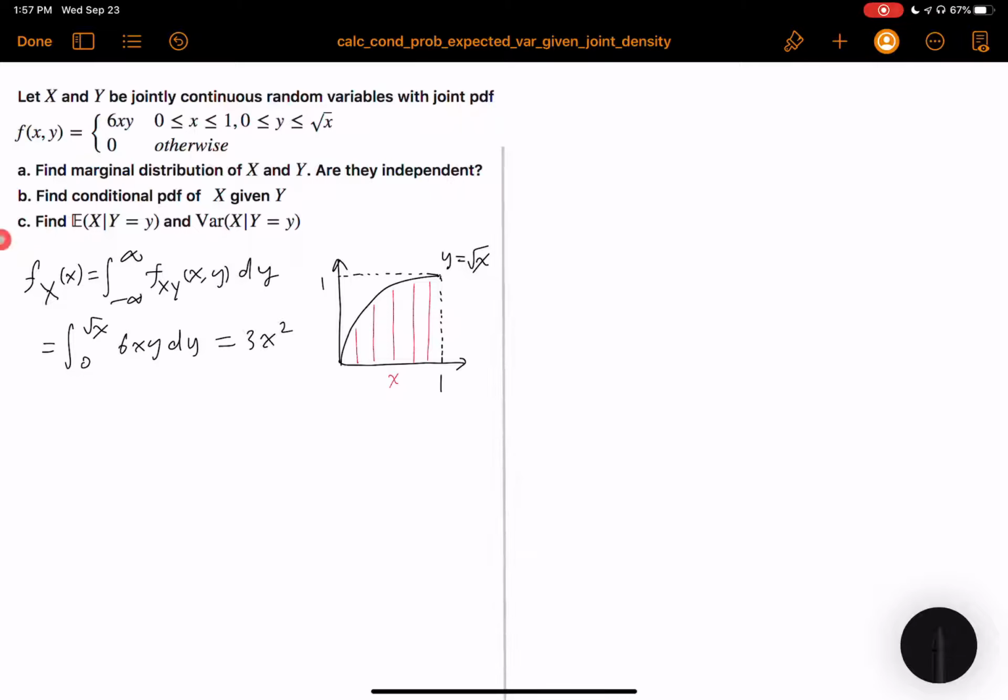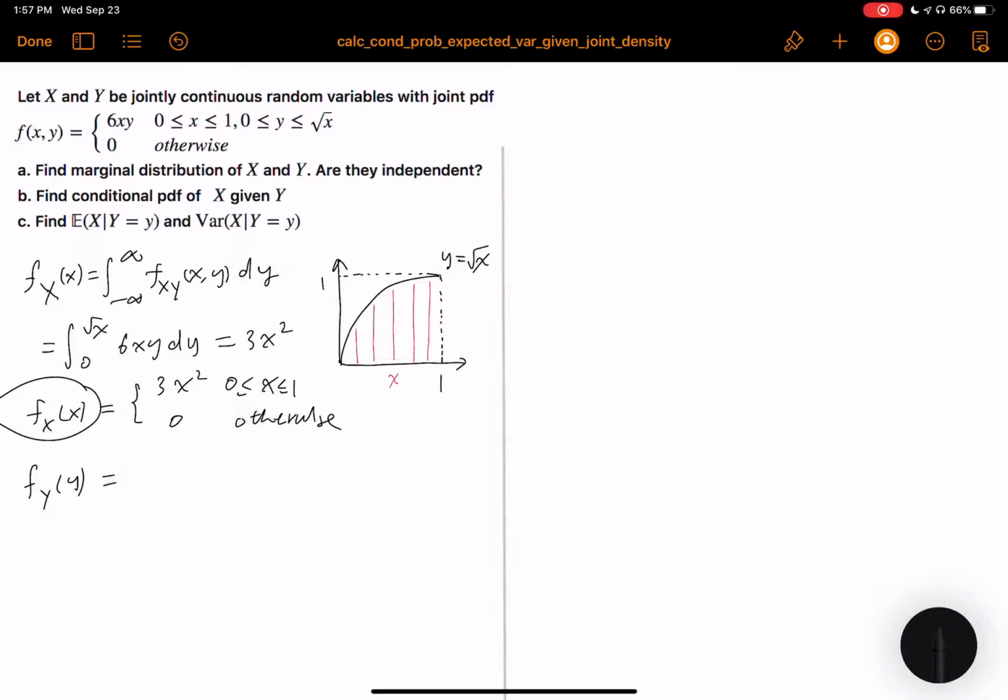So let's write down the density of f_X, because here X is between 0 and 1. The density is equal to 3x squared, because the overall value of X is between 0 and 1 here. So this is equal to 3x squared, and it's 0 otherwise. So here's f_X. Now let's look at f_Y.